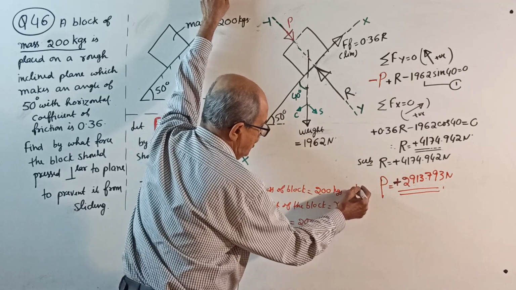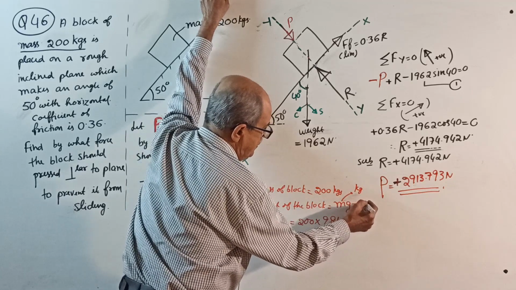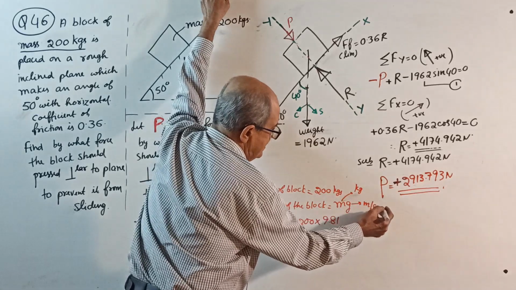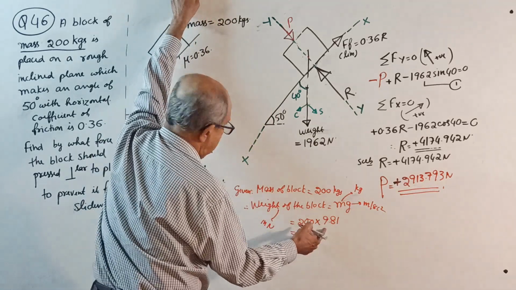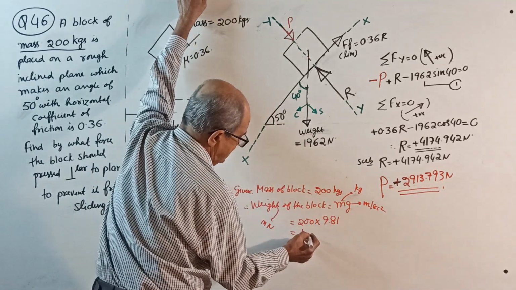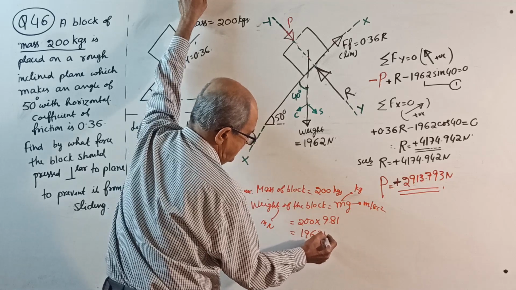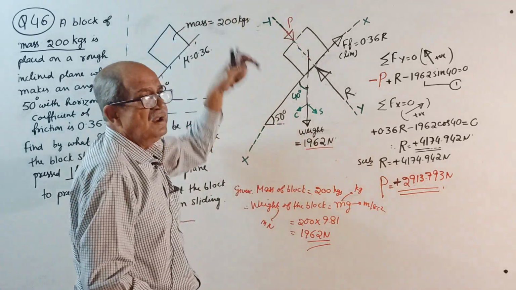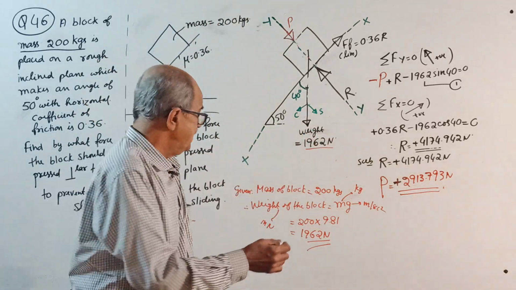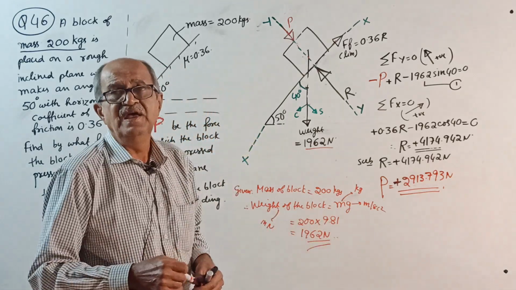Mass should be in kilogram, g should be in meter per second square, and weight will come in Newton. So it will come to 1962 Newton. That is how I wrote weight equal to 1962 Newton. Therefore, make a note now before you go further.